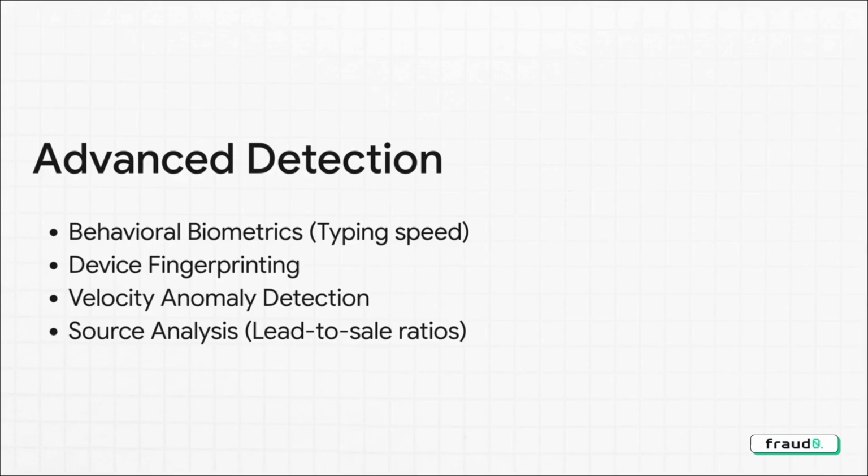This involves things like behavioral biometrics, which sounds fancy, but it just analyzes how someone types. Are they filling out the form inhumanly fast? Then there's device fingerprinting, which creates a unique ID for a user's machine that a VPN can't hide. And velocity detection, which looks for weird spikes, like, say, 100 signups from the same neighborhood in 2 minutes. This is how you build a truly robust defense.